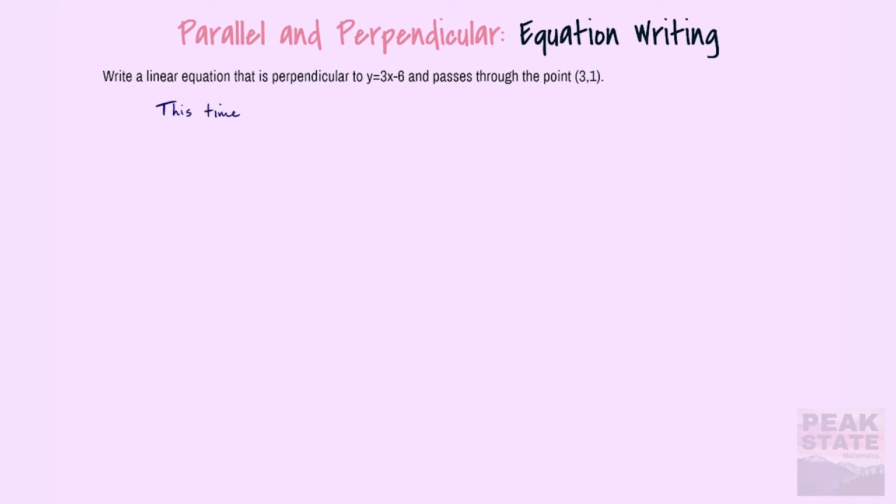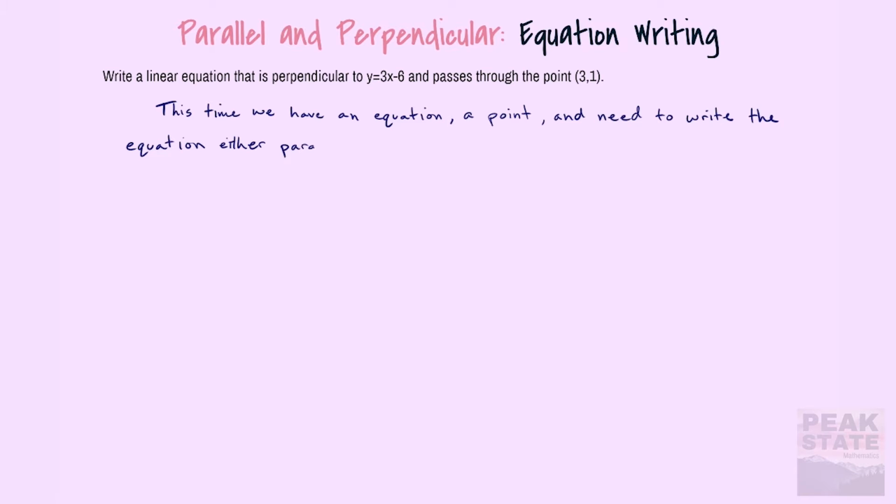Welcome back to another episode of Peak State Mathematics. We're still working through the parallel and perpendicular lines unit here, and we're going to do a new round of equation writing. So this time, instead of just writing an equation, we're going to have you write the equation of a line that is parallel or perpendicular to a given equation or a given line through a given point.